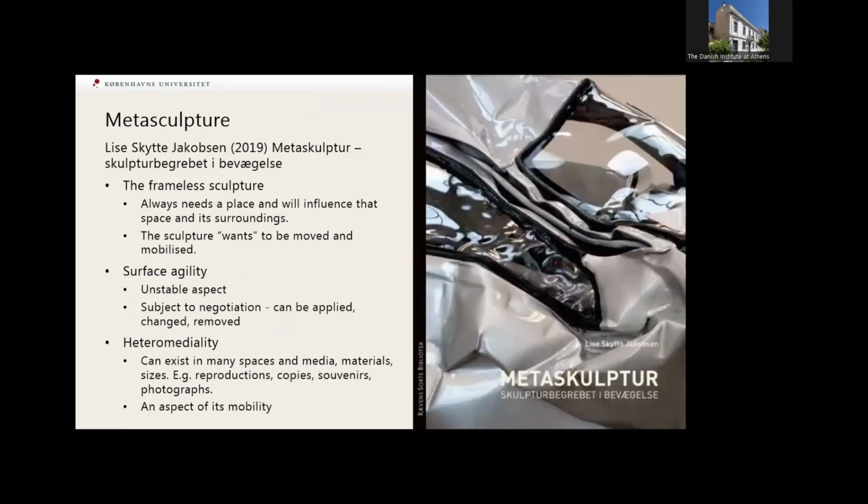These views are, however, not unchallenged in academia. In 2019, Lise Skytte Jacobsen, Danish art historian, argues for a more dynamic notion of sculptures by directing attention to their mobile and heteromedial potential, as well as the unstable nature of the sculpture surfaces, which I will return to in a moment, and the importance of considering these aspects in our analysis of sculpture. And as I mentioned that sculpture is a popular medium for monuments, I would argue that these should also be included or extended to how we work with monuments as well.